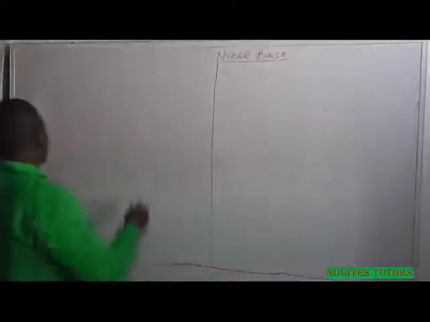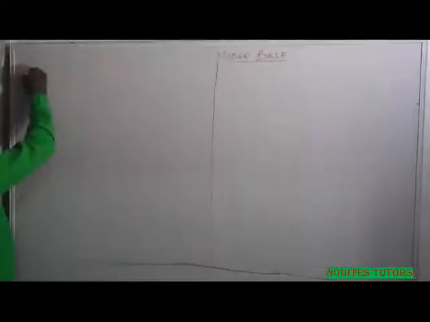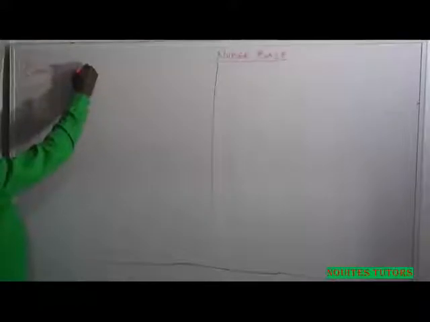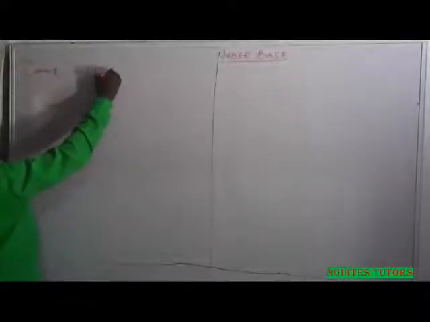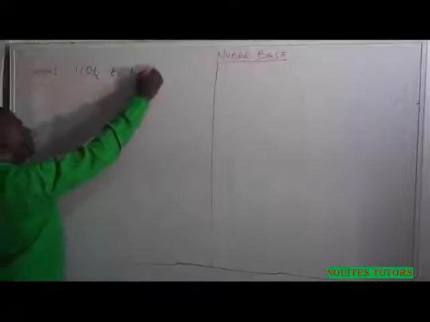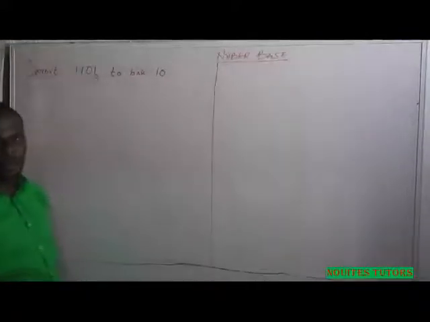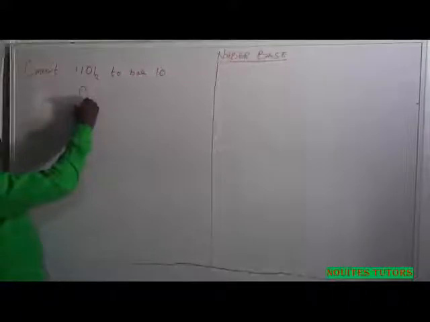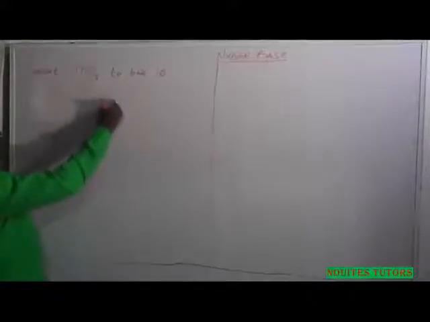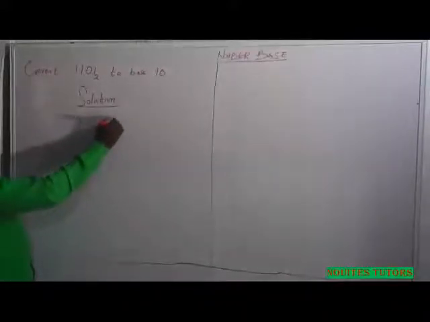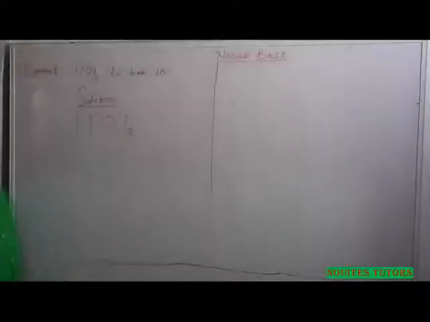Now, for example, if I have convert 1101 base 2 to base 10. Look at this. This number is in base 2 now. I want to convert it to base 10. How do you do that? Now look at this. Solution. Now you have 1101 base 2. Look at the way I've written it out. How do you convert this to base 10?